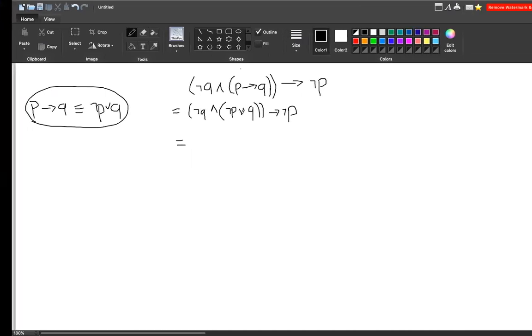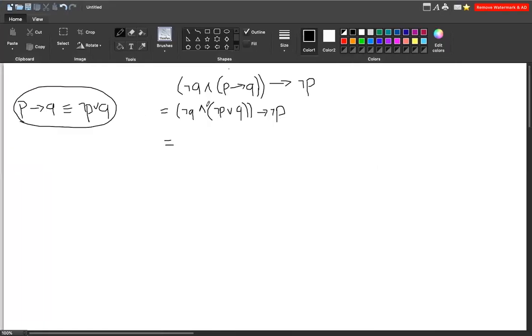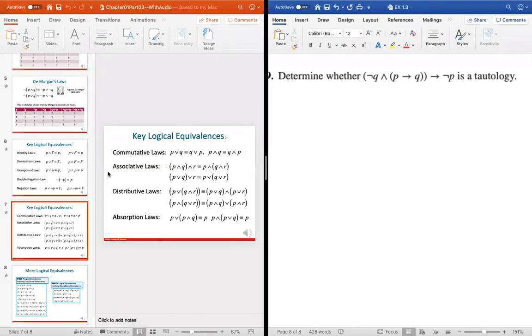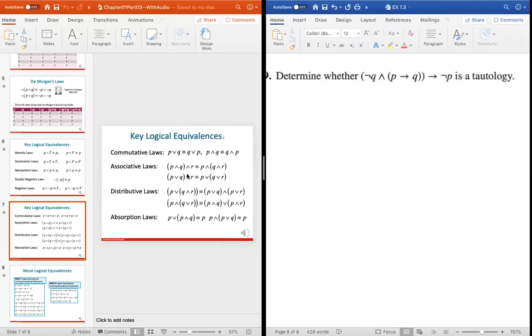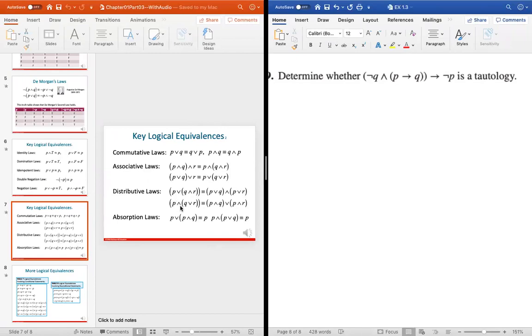Now here we have to take note of one thing: we have an and here, and inside this is an or, so we cannot just open the brackets up like this. So we're going to be using the distributive laws. We have or on the outside and and on the inside. Actually, it should be this one, because and is on the outside and or is on the inside. So we're going to open it up like this.